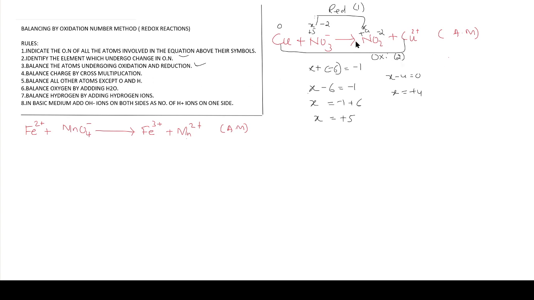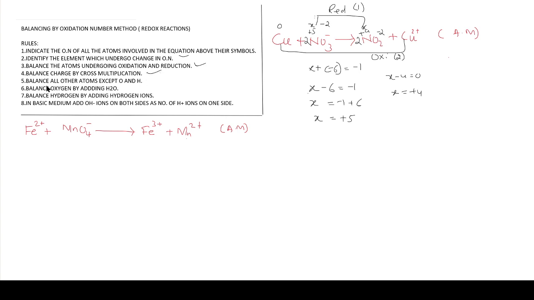This 2 will be multiplied to the substances which undergo reduction, and this 1 is multiplied with the substances which undergo oxidation. Means cross multiplication we will have to do. Now this 1 comes here, so it is already 1, and this 2 comes here, that is 2NO3, and again this 2 comes here, 2NO2, and here 1 comes here, so already it is 1. So this is also done now.